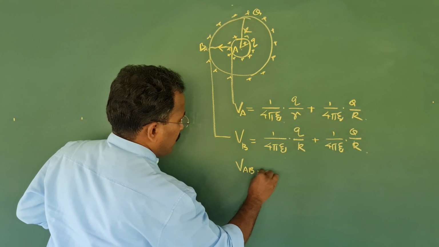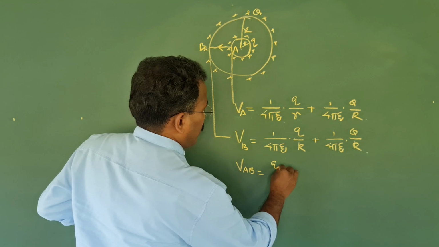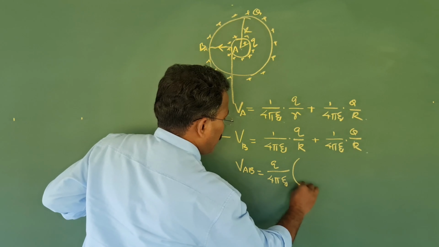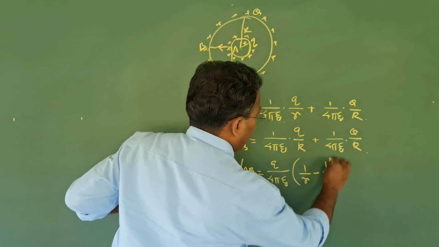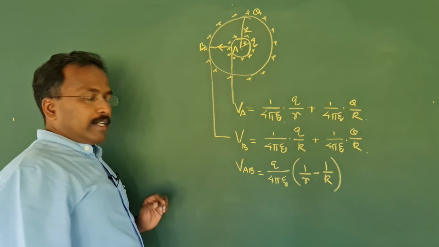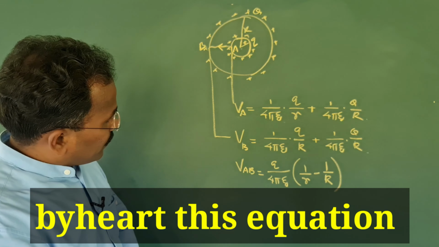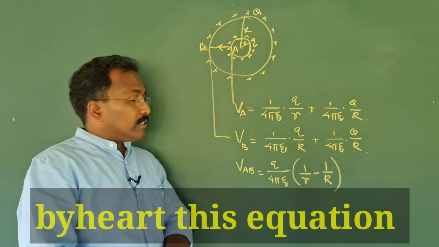Now for us to understand the situation better, let's calculate the potential difference between A and B. VAB is equal to Q divided by 4 pi epsilon 0 into 1 by small r minus 1 by capital R. Okay, this is the potential difference. And you study this equation. It's really interesting. We have a lot of questions.